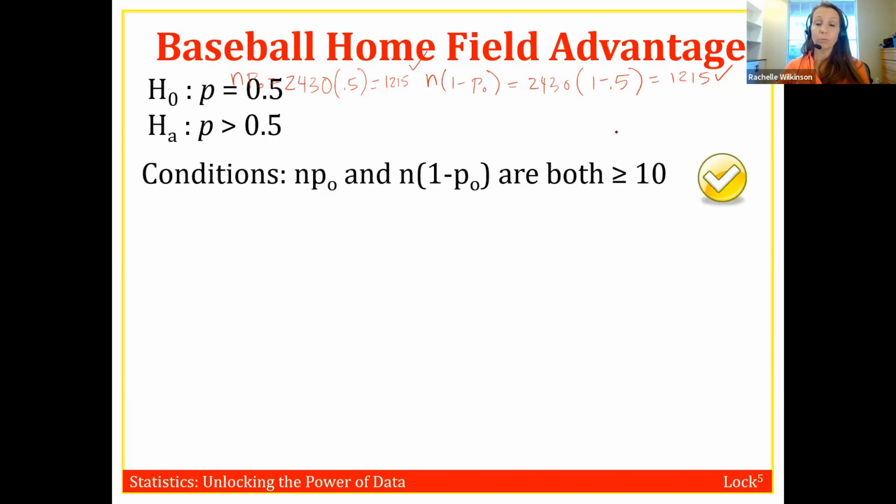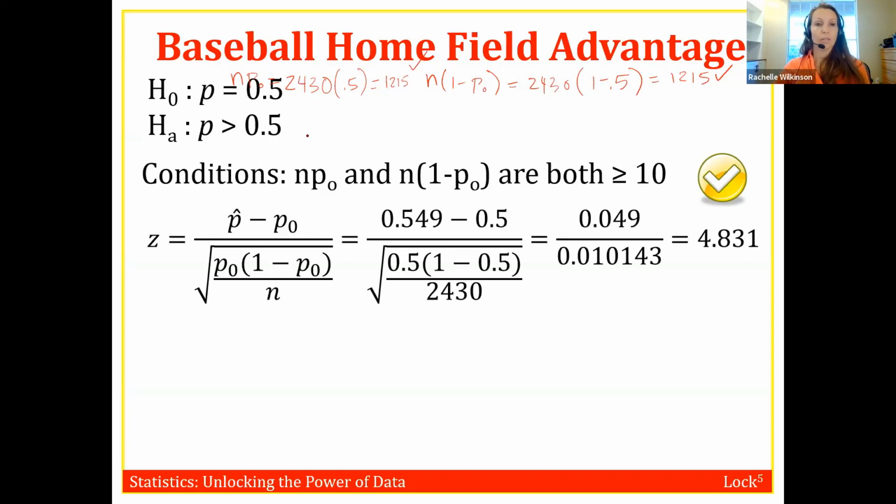So now we're ready to find our test statistic. Remember, our test statistic is Z, which is P hat minus P naught over the square root of P naught times 1 minus P naught over N. So here's the formula. Then we're going to plug everything we know in there.